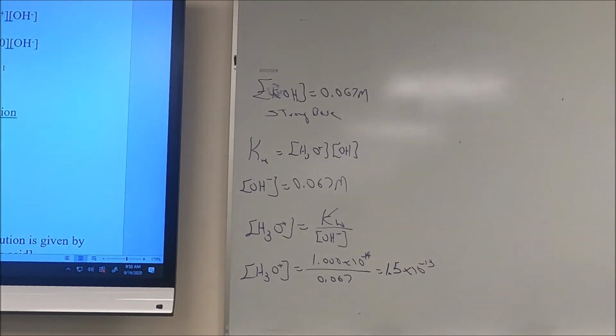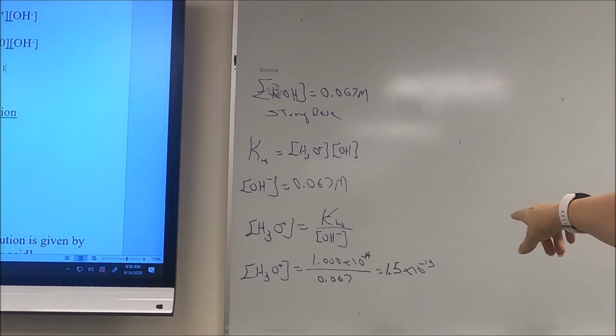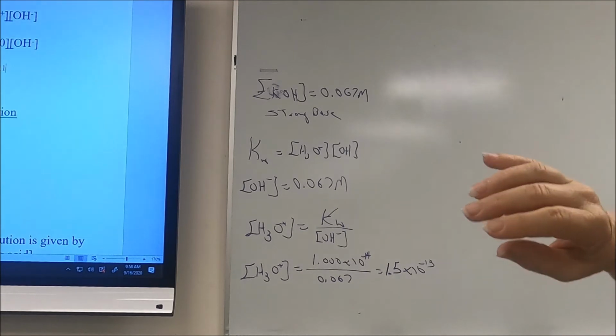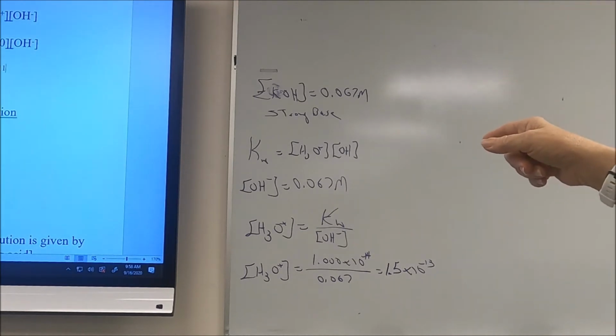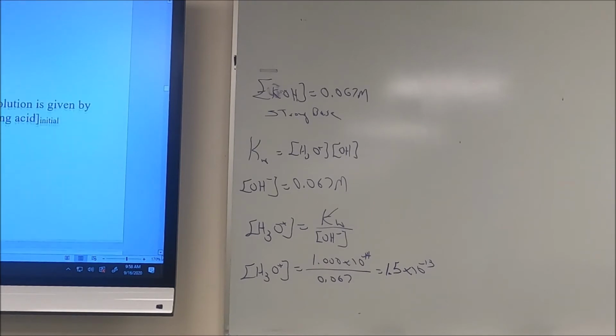Okay, now one of the things I want you guys to notice here is that even in a strong base solution, there are some hydronium ions. Not very many, but there are some. If you look back at the last example, in the strong acid solution, there were some hydroxide ions. Okay? So we've tried a couple. There's going to be some in your homework for you guys to do.